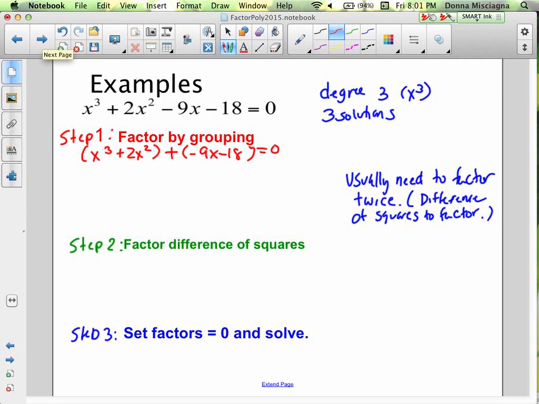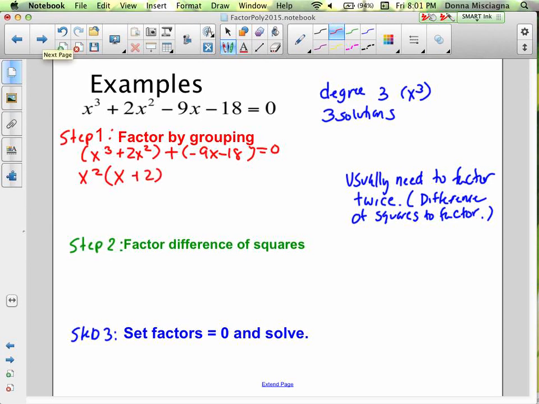All right, so now we're going to pull out a greatest common factor. So from x cubed and 2x squared, that's going to be x squared. They both have an x, and they both have an x raised to the 2nd power. So x cubed divided by x squared, that's going to be an x. 2x squared divided by x squared, that's going to be a 2.